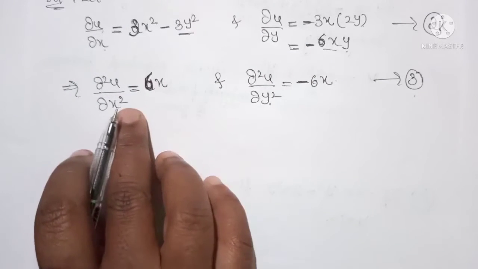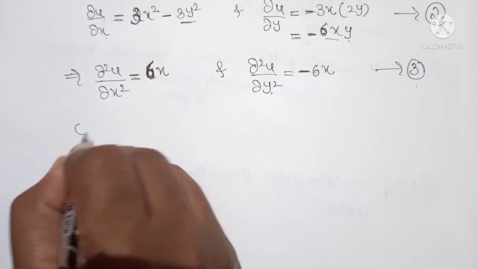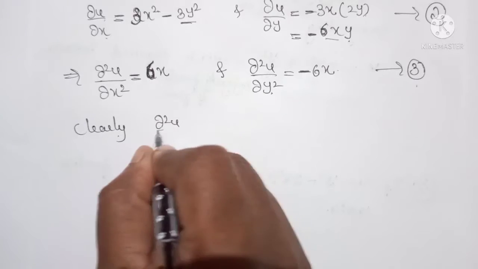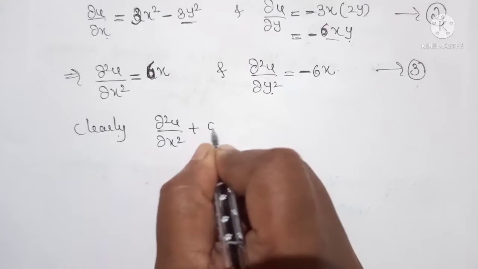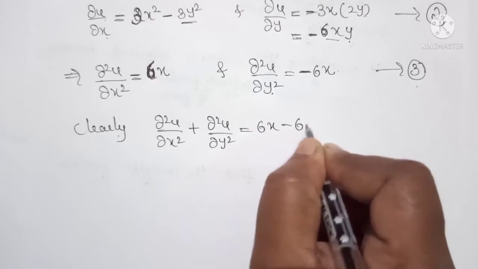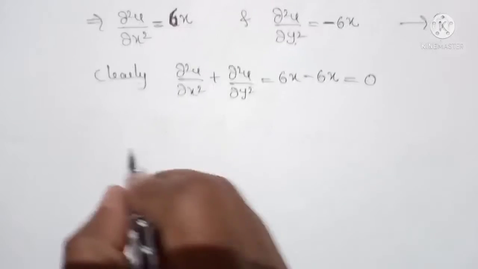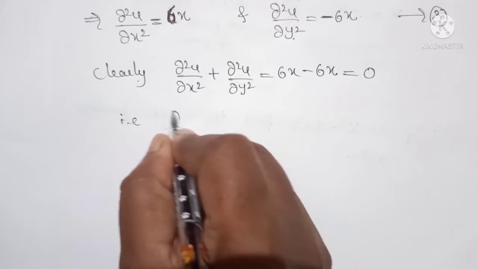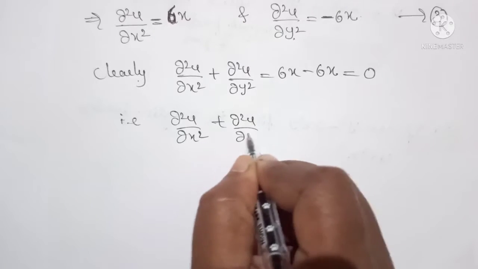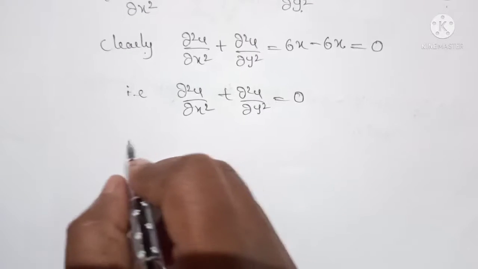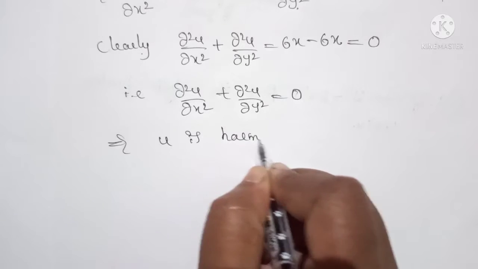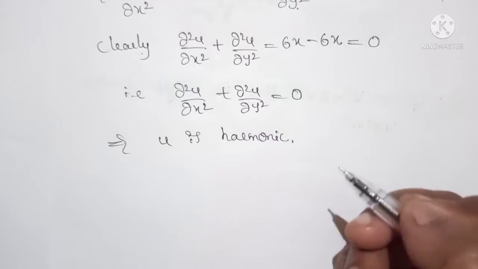Now from this equation 3, it is clear that dou square u by dou x square plus dou square u by dou y square is equal to 6x minus 6x equals 0. That is, dou square u by dou x square plus dou square u by dou y square equals 0, which implies that u is harmonic. So the first part we have proved.